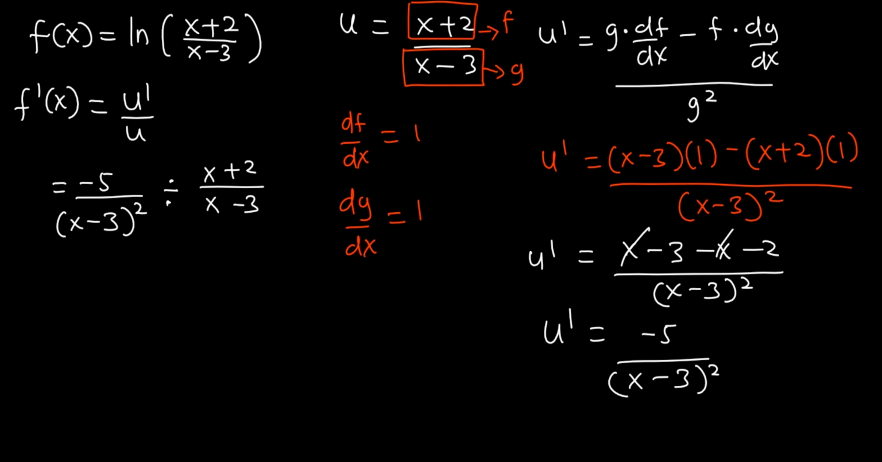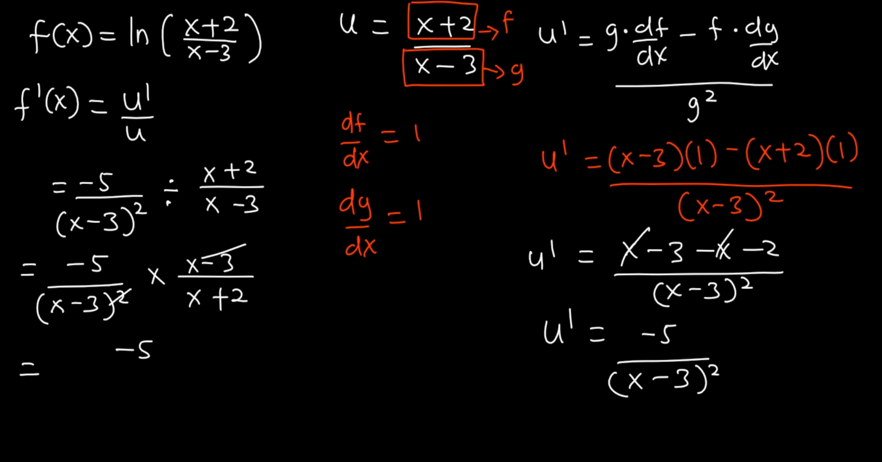Okay, so now let's reciprocate. We're going to have minus 5 divided by (x minus 3) all squared, times (x minus 3) divided by (x plus 2). So this is what you have now. So you see that this (x minus 3) can cancel out one power of this square here. So then you are going to have minus 5 divided by (x minus 3) times (x plus 2).